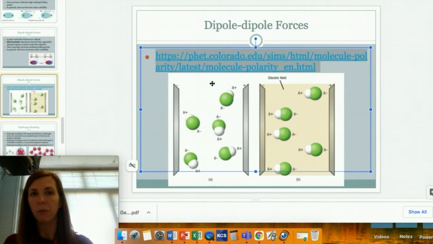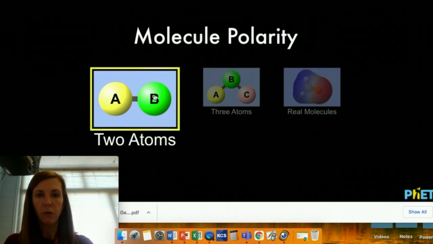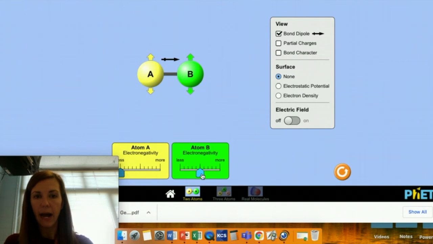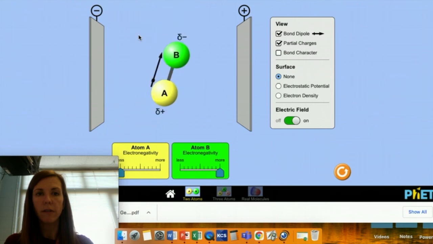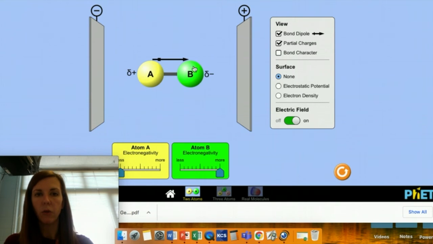Here's an image of it a little bit, but we're going to watch it happen here. So if I just have two atoms, and atom B is more electronegative, so I made a bigger bond dipole. You can see the partial charges here, but it always points towards the more electronegative atom. And if I turn an electric field on, if I try to move that molecule, it will always end up having this orientation because the partially negative side of that B atom is attracted to that positive electric field.